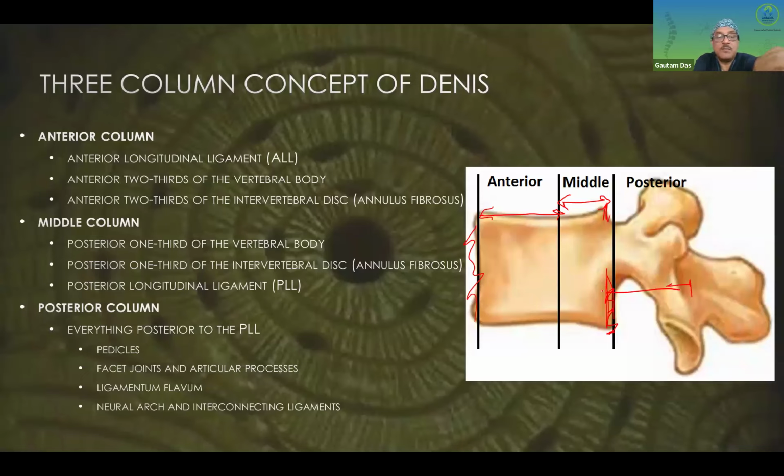So, what is there in the anterior column? Anterior longitudinal ligament, anterior two-thirds of the vertebral body, anterior two-thirds of the intervertebral disc. What is there in the middle column? Posterior one-third of the vertebral body, posterior one-third of the intervertebral disc, and posterior longitudinal ligament. And anything posterior to the posterior longitudinal ligament means the whole of the spinal canal, the pedicles, the ligamentum flavum, facet joints, and all the contents of the spinal canal. Everything is there in the posterior column.